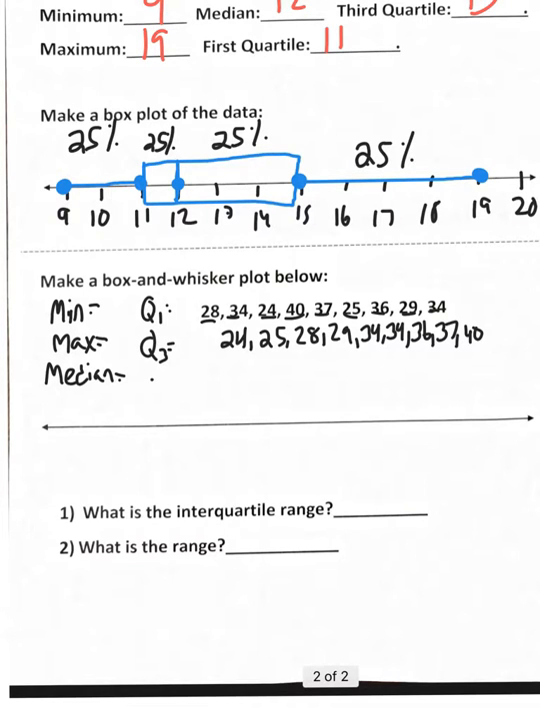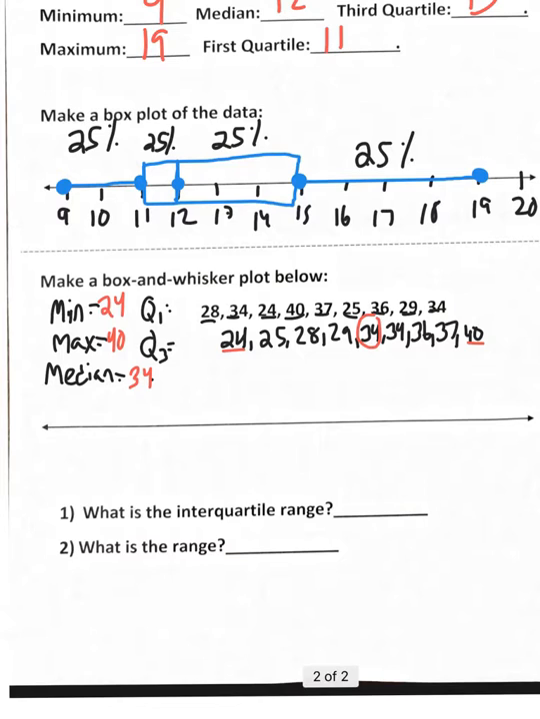Okay, so I have the numbers in least to greatest order. So let me find the median first. I see 9 numbers, which means there'll be 1 in the middle. So this 34, the one on the left, should be your median. Okay, then minimum, maximum, 24, 40.